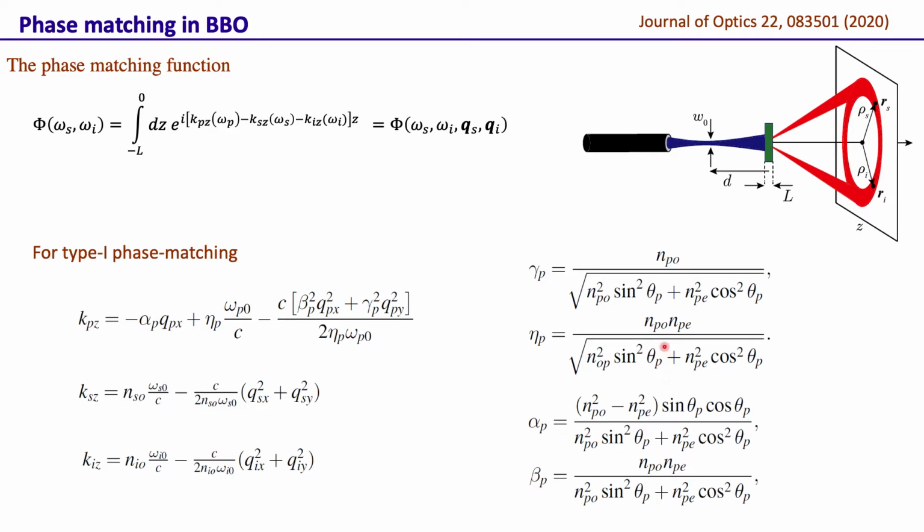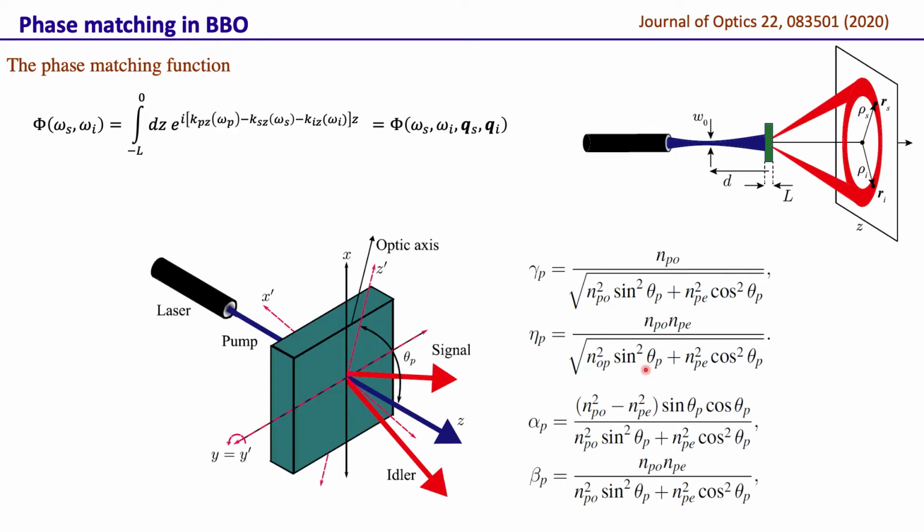This theta p is the angle between the direction of the pump and the optic axis of the crystal. So if this is the pump direction and that is the optic axis of the crystal, the angle between the optic axis and the pump is called theta p. N is the refractive index of the light, and NPO is the refractive index of the pump photon when it is ordinary polarized, NPE the refractive index of the pump photon when it is extraordinary polarized, and so on.